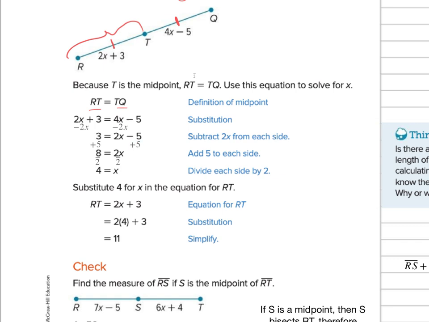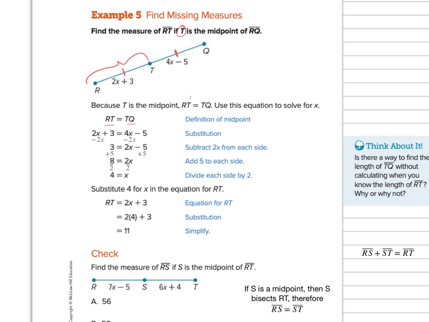I add 5 to both sides to get my variable by itself. So 2x is equal to 8. Dividing both sides by the coefficient, and x is going to be equal to 4. They did not ask me for the value of x. They asked me for the measure of RT. So in order to find RT, I needed to substitute in the value of x. So 2 times 4 plus 3, or RT is equal to the length of 11.